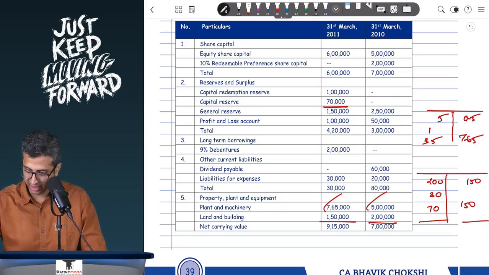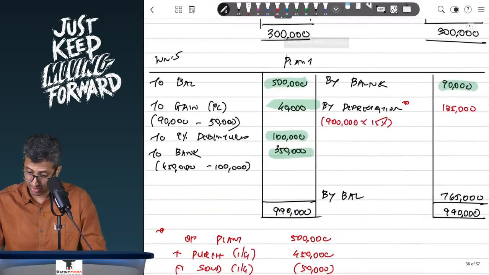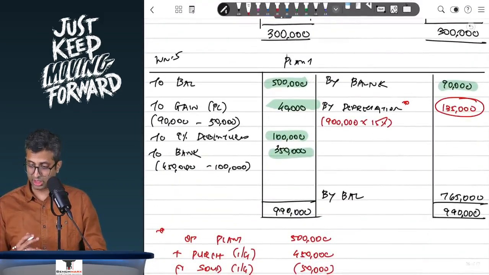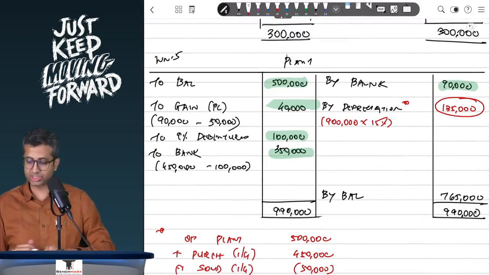So this is 5 and 1 and 3.5. And on the other side 7.65 and 0.5. So maybe 1.35 is remaining, which may be due to depreciation. 1,35,000. This is 9 lakh into 15%. Maybe I get it, but otherwise we would have found this as a balancing figure.